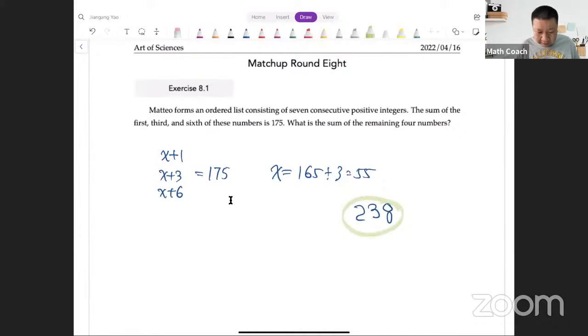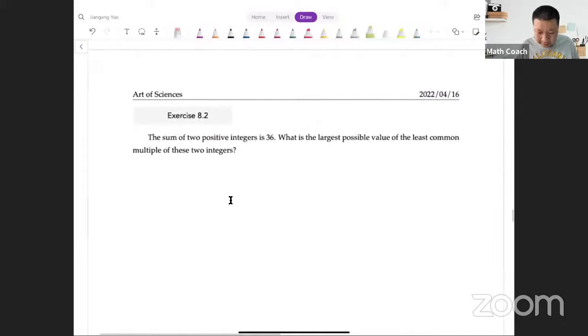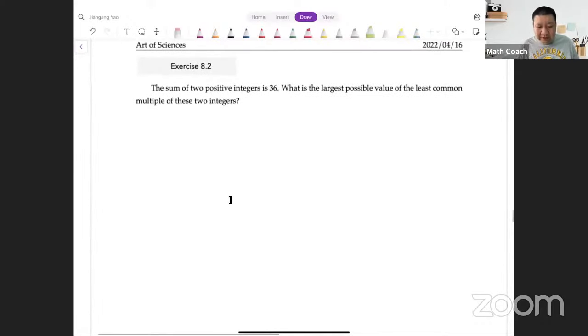All right, so now next one. The sum of two positive integers is 36. What is the largest possible value of the least common multiple of these two integers? 86, go ahead. Yes, 323 is the correct answer.